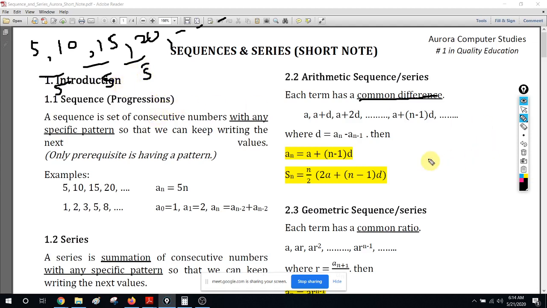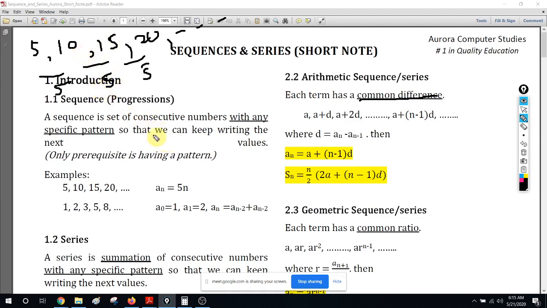Your d is a_n minus a_(n-1). That means from the right side term, you have to subtract the immediate left side term. Right, that is very important. It is not that you just randomly subtract from this one. No, always from the right side term, subtract the left side term. So in this case it is 5.